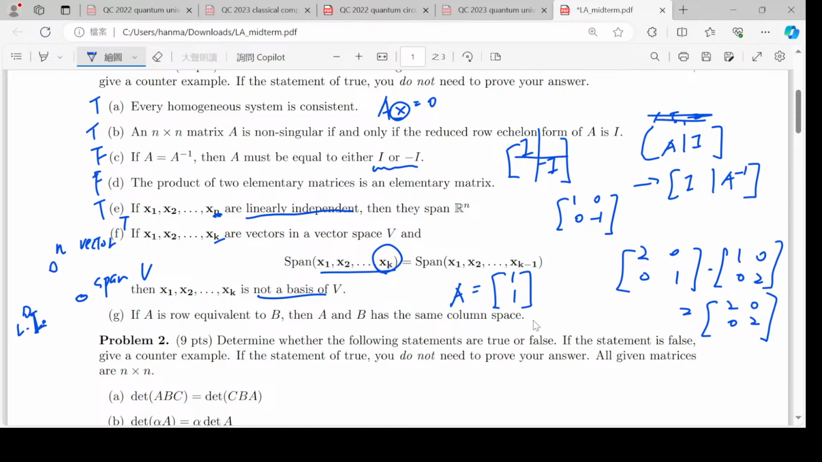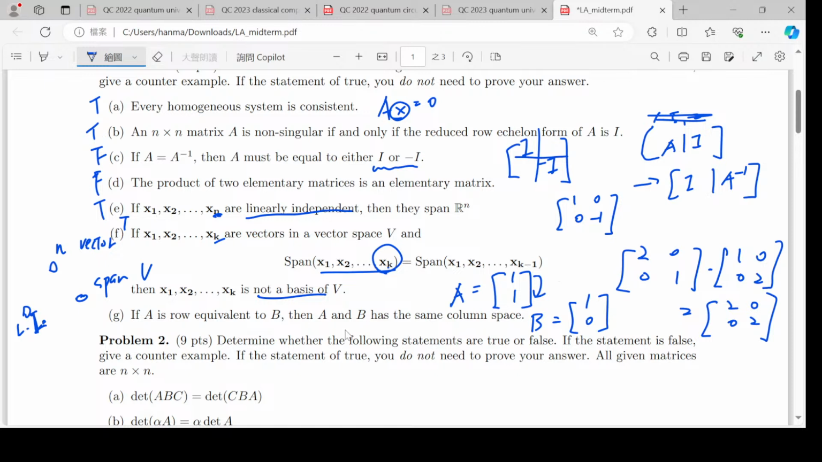And I can get a row equivalent B. You do a row operation, right? So I still get an REF of this thing. I subtract the second row from the first row. So B is 1, 0.